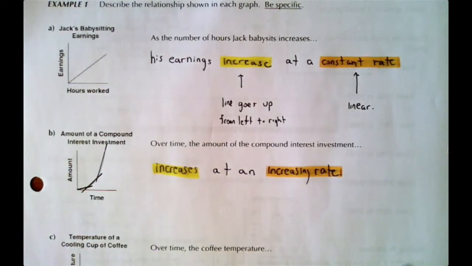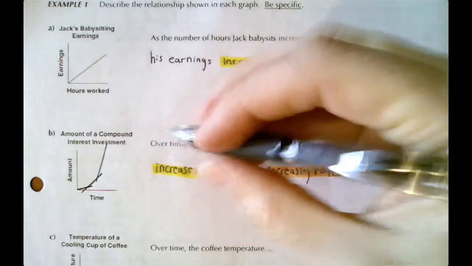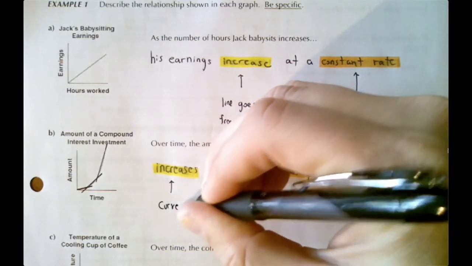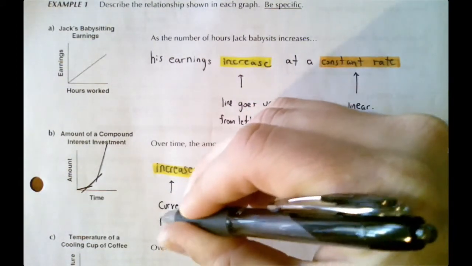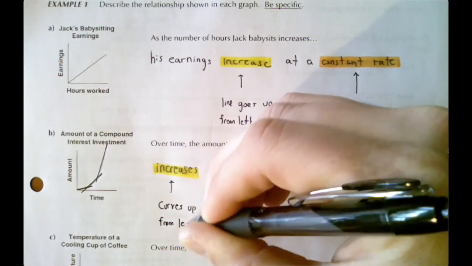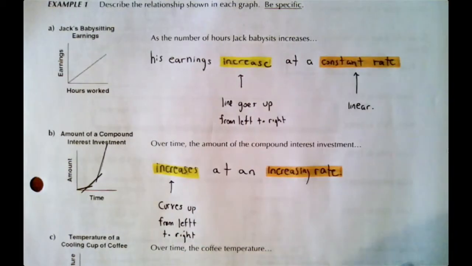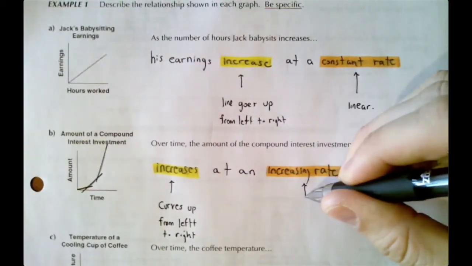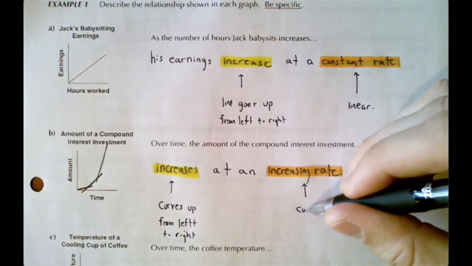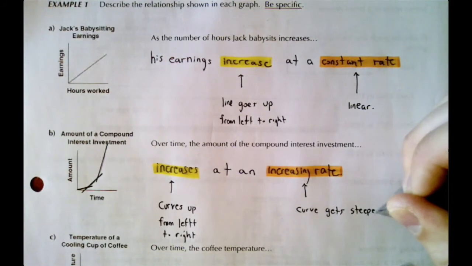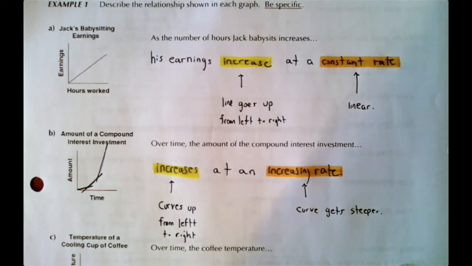So how do we know these two parts? Well, how do we first know it's increasing? Well, it's increasing because it curves up from left to right. And the reason we know it's at an increasing rate is because the curve gets steeper. If a curve gets steeper, it becomes more vertical. That's an increasing rate. Let's try the next one.